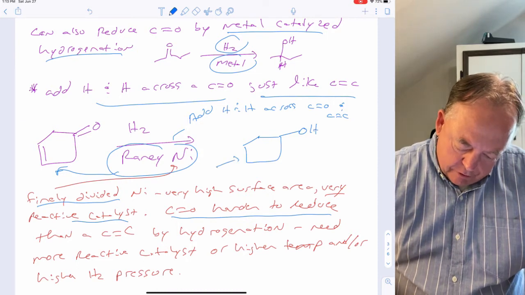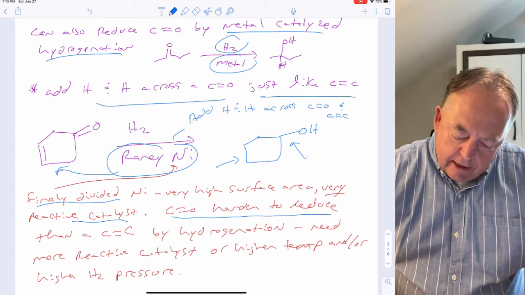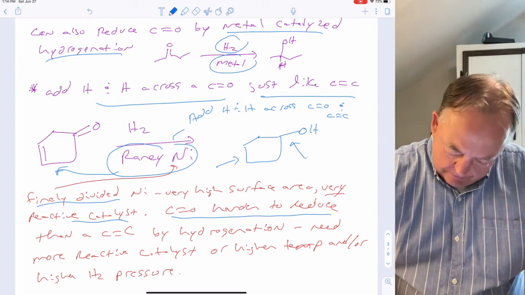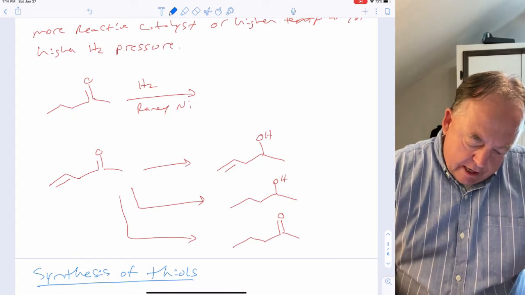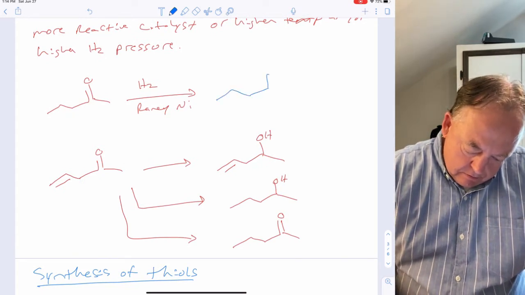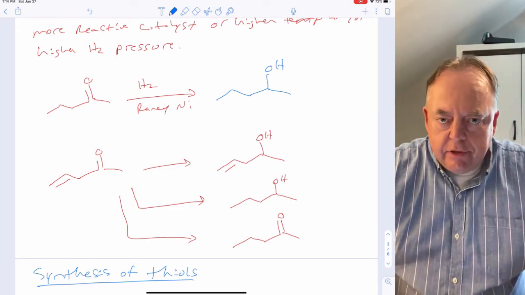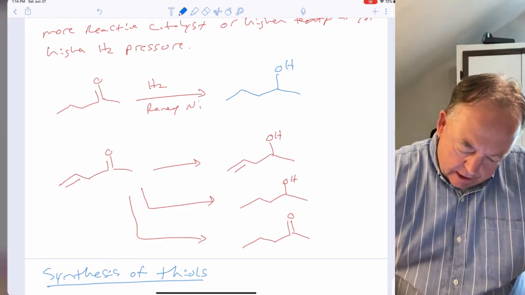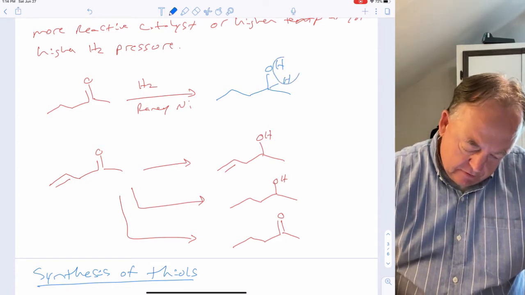So you would get rid of the alkene and you would get rid of the C double bond O, and you would add hydrogen across both. Okay, so if we did this reaction, then a ketone in this case becomes an alcohol, right? Where you added those two hydrogens from there.